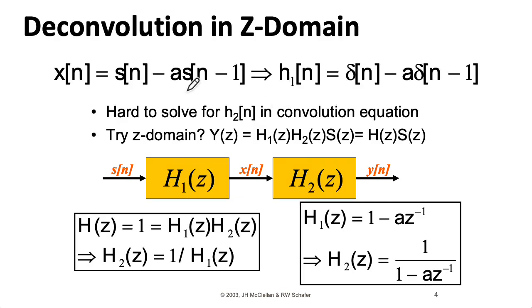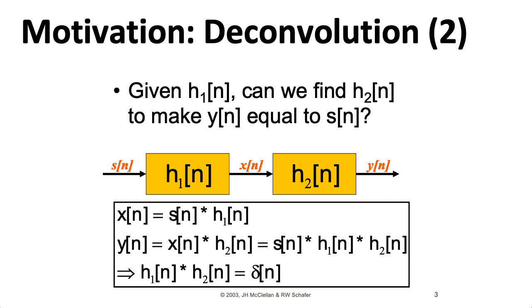Instead of something like motion blur, suppose that our corrupting system h1 had an impulse response of delta[n] minus a delta[n minus 1]. So if a was equal to 1, this would be a first difference operation. And suppose we want to undo that. Now, I could take this h1[n] and plug it into this equation here, and say, okay, we'll solve this convolution equation. That would be extremely difficult to attack head-on.